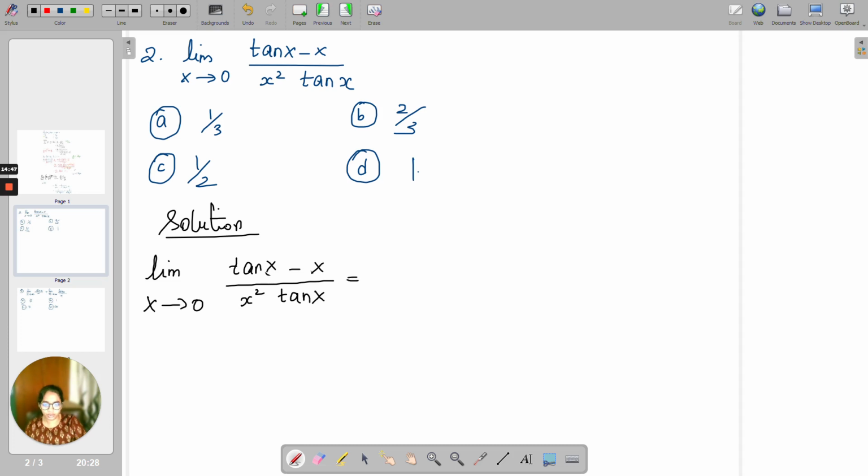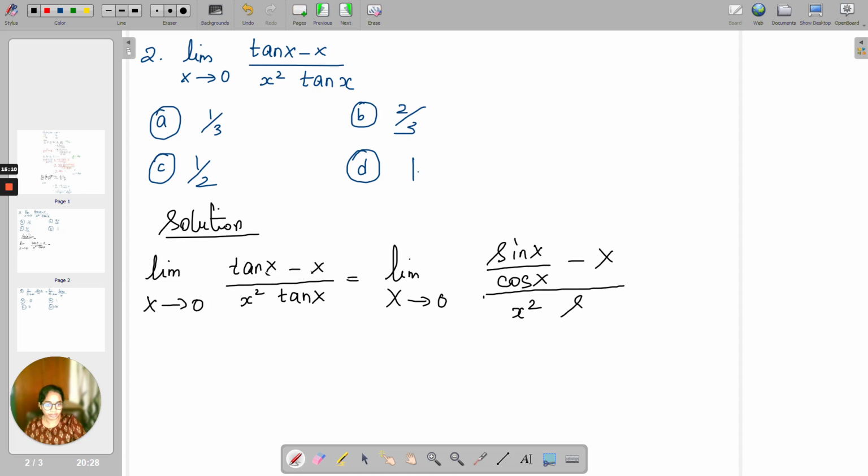Yes. So now, before applying L'Hospital's rule, you see I have tan x over here. I can write it as sin x divided by cos x. Yes. So let me do that. Limit x tending to 0, sin x divided by cos x minus x, whole thing divided by x square sin x divided by cos x.